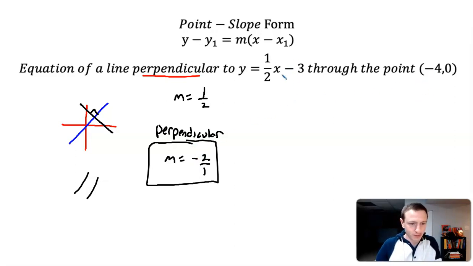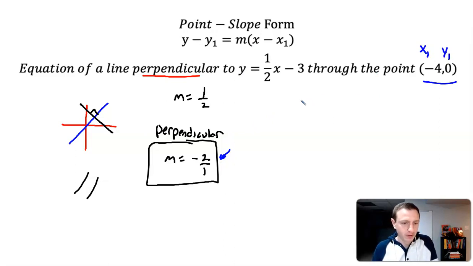We don't really care about the 1/2 x minus 3 part of this. We don't care about the y-intercept. We just care about the slope, because we want an equation that's perpendicular, meaning it's going to have the negative reciprocal. So now we take this point and this slope and plug it into point-slope form. This is going to be our x1, y1. So we have y minus our y1, which is 0, equals the slope, which for this line is -2, and you could write it as -2/1 or just leave it as -2, times x minus the x1, so x minus -4.